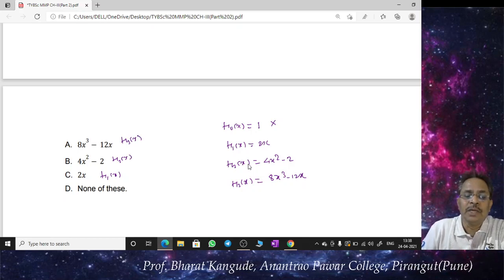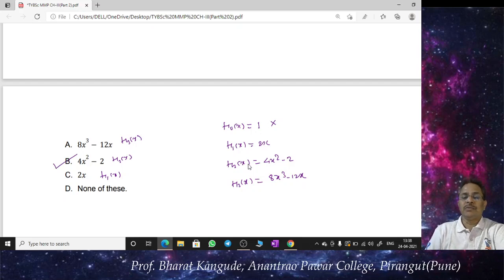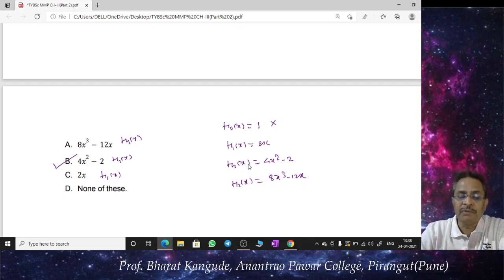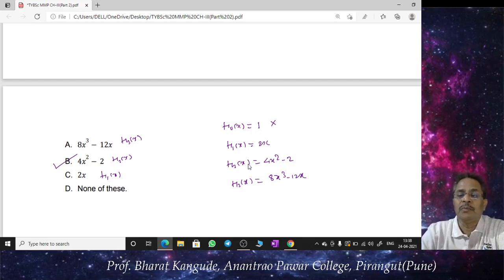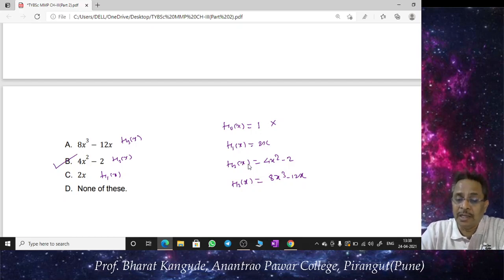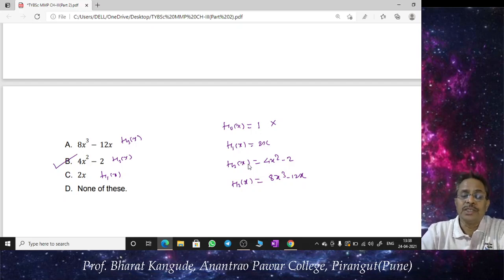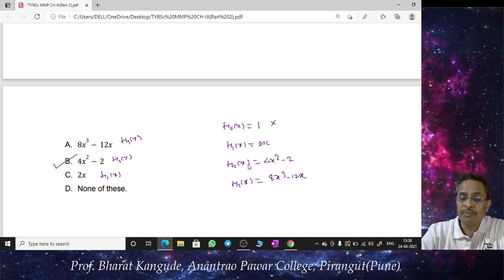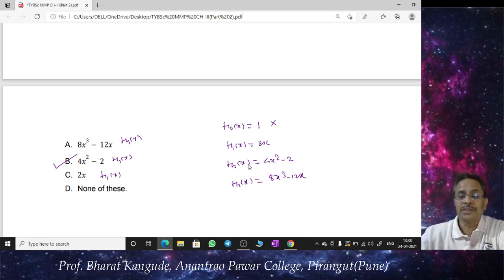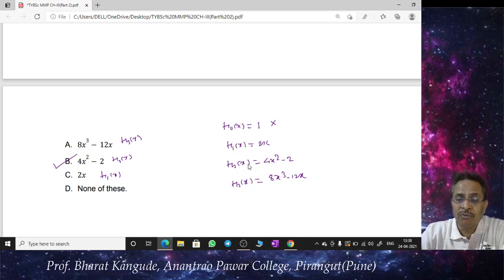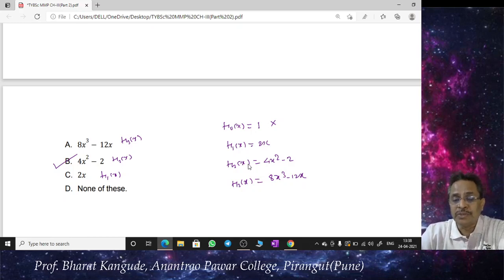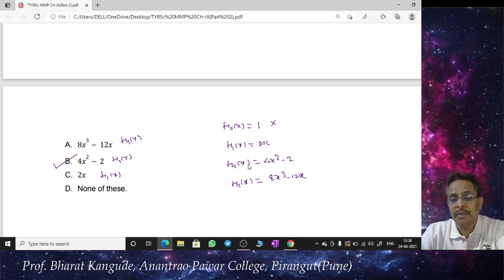So naturally this is the correct answer of question number 21, where we have identified the Hermite polynomial of degree n equal to 2. So it is 4x square minus 2. That is how these are the few important questions I thought may be helpful for you while solving MCQs which will be asked in the coming examination.